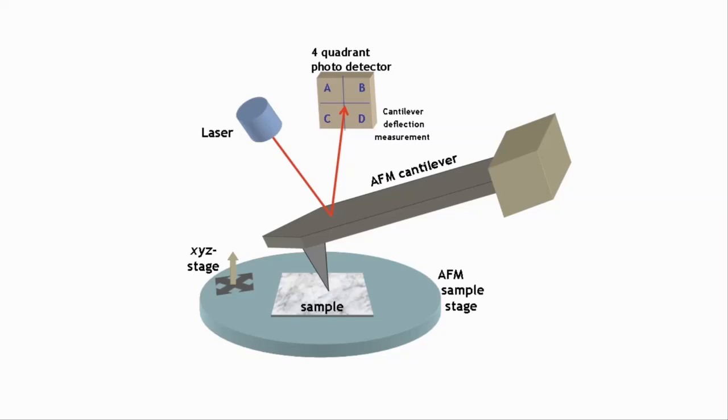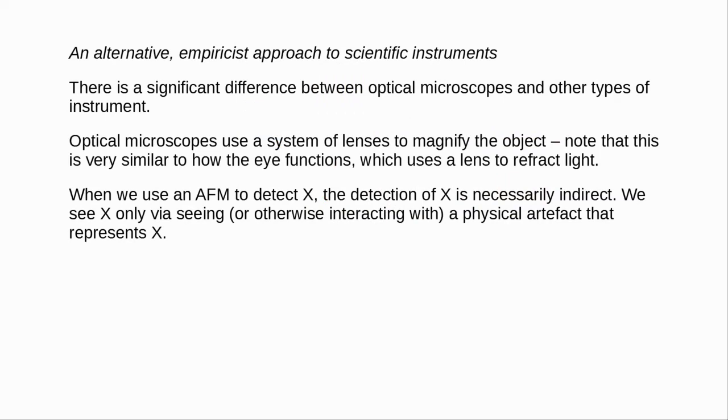Now, I'm saying there's a significant difference between these two instruments. And that difference is as follows. When we use an atomic force microscope to detect X, the detection of X is necessarily indirect. The atomic force microscope produces a literal image on a computer screen, and we see X only via seeing the image that represents X. This information about X could of course be delivered in some other way.